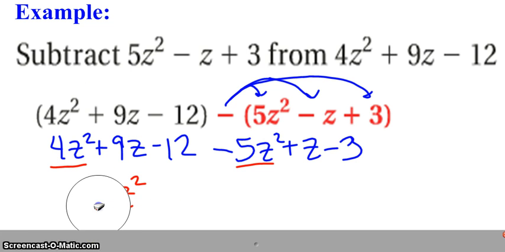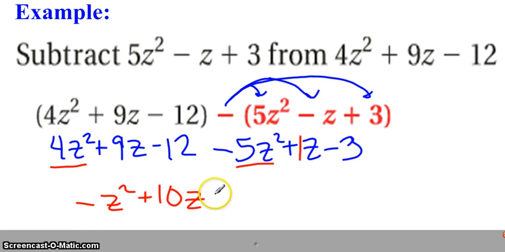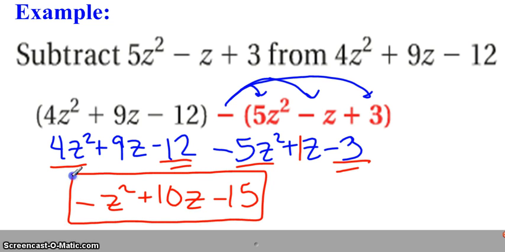So negative z squared and 9z plus 1z, remember that's 1z, you get 10z, and negative 12, negative 3 would be negative 15. Okay, and that's it. It's very straightforward.